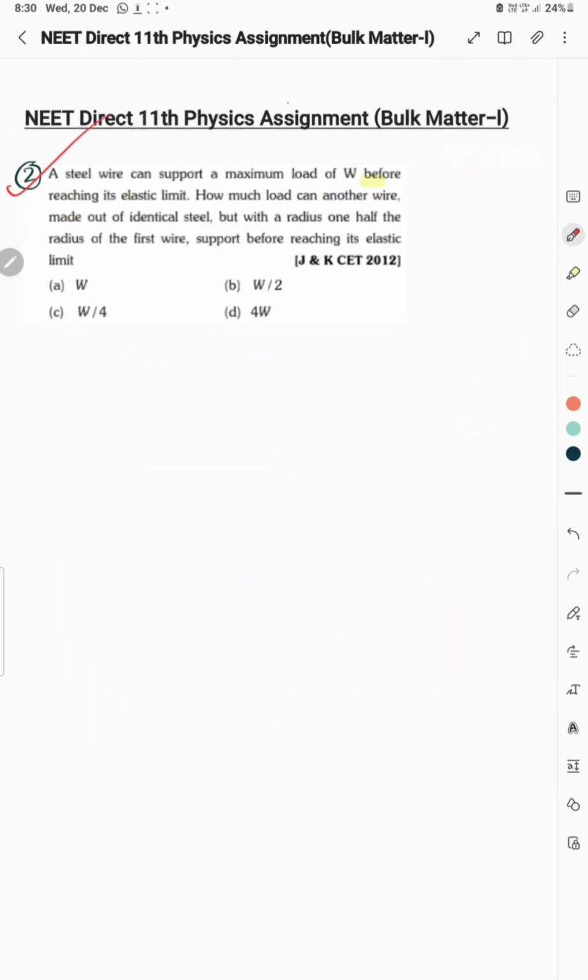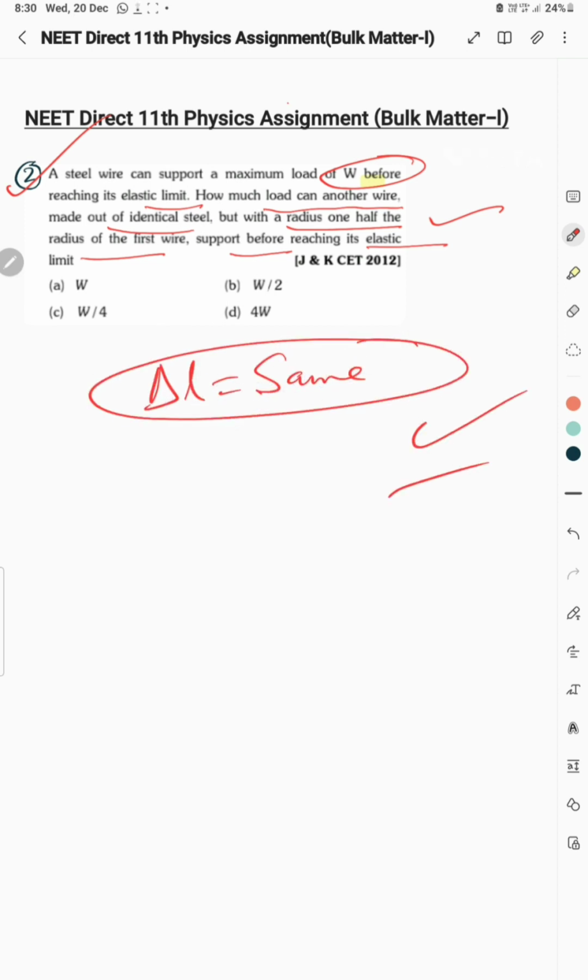Now let's move on to question second. A steel wire can support a maximum load W before reaching the elastic limit. How much load can another wire made out of identical steel but with a radius half of the radius of the first wire support before reaching the elastic limit? In short, delta L should be same. This is the condition for solving this problem. Right? So let me write this way.